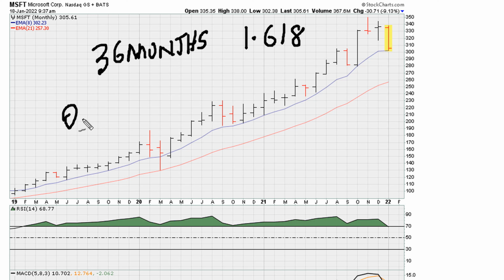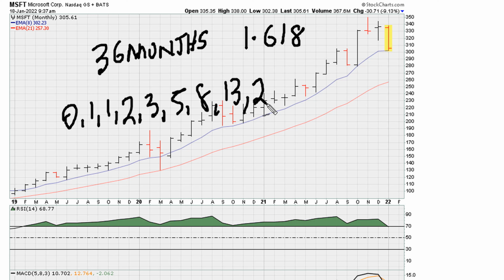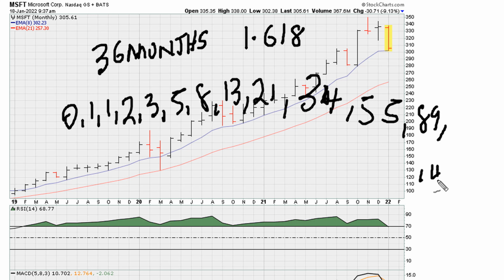So the series goes 0, 1, 1, 2, 3, 5, 8, 13, 21, 34, 55, on and on, 89, 144, 233, and then I think 377 is the next one. All right. But just want to highlight, this is where we get this eventual ratio, as the numbers get bigger, we end up getting this ratio here.